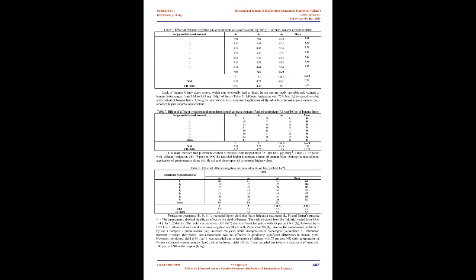Lack of vitamin C may cause scurvy, which may eventually lead to death. In this present study, ascorbic acid content of banana fruits ranged from 7.61 to 9.91 mg 100 g-1 of fruits, Table 6. Effluent fertigation with 75% NK, I6, increased ascorbic acid content of banana fruits. Among the amendments tried, combined application of fly ash and biocompost and green manure, A3, recorded higher ascorbic acid content.